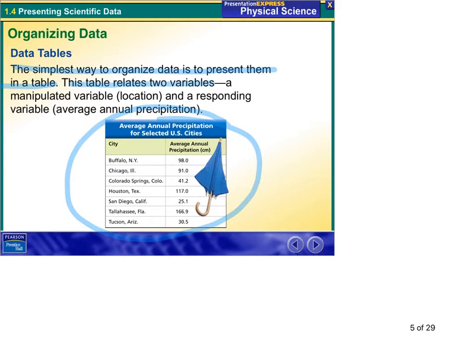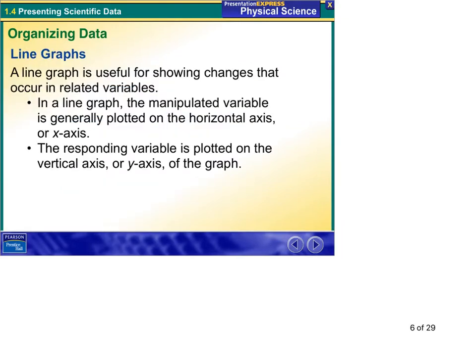A table typically will have two variables, a manipulated variable and a responding variable, in this case location and average annual precipitation. Line graphs are another very useful tool, very useful for showing changes that occur in related variables. In a line graph, the manipulated variable is plotted on the x-axis. The responding variable will be plotted on the y-axis.